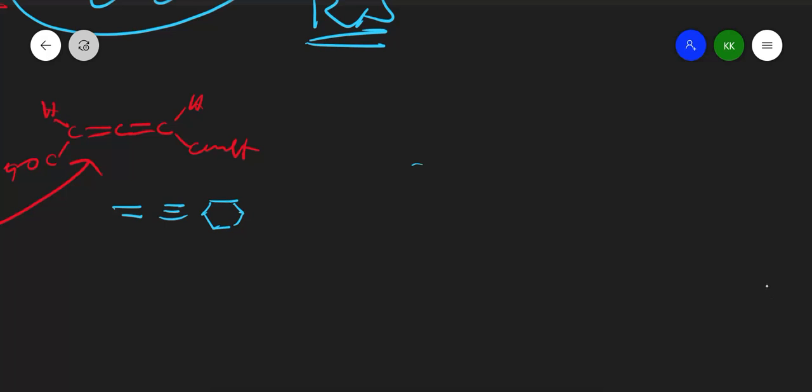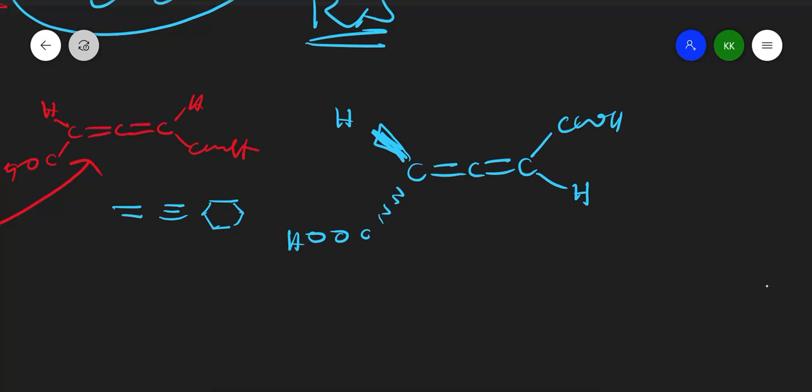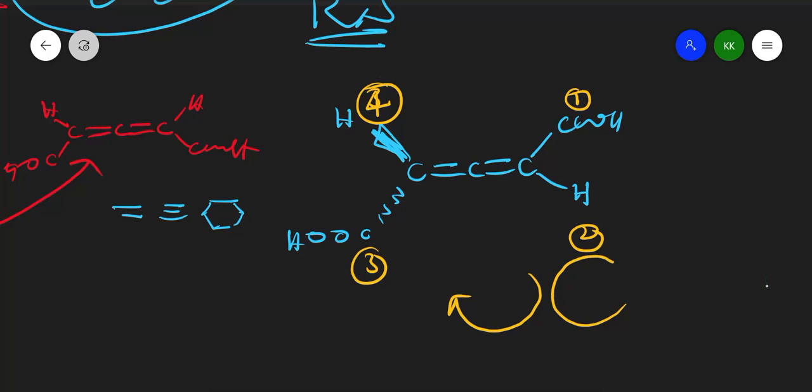Here if I take an allene like this, C double bond C double bond C, here I have COOH, here I have H, let us assume, and here I have H above the plane, and here I have COOH below the plane. If you do R and S nomenclature, first 1, 2, then this COOH is 3 and this hydrogen is 4. So it will be 1, 2, 3, which is clockwise direction. You would assume that it should be R, but the thing is this fourth hydrogen is above the plane.